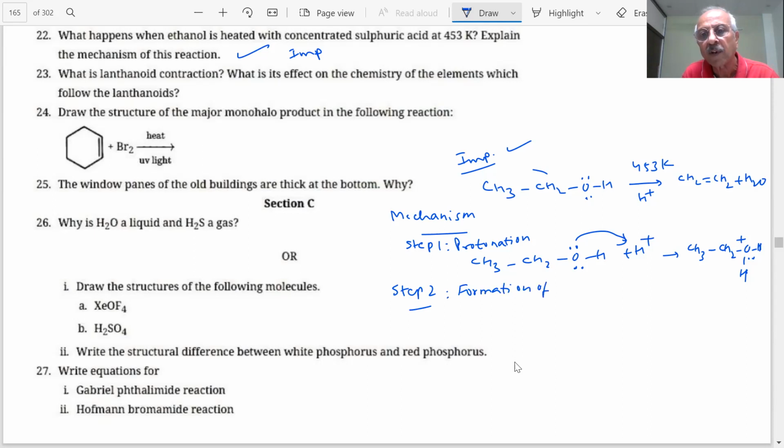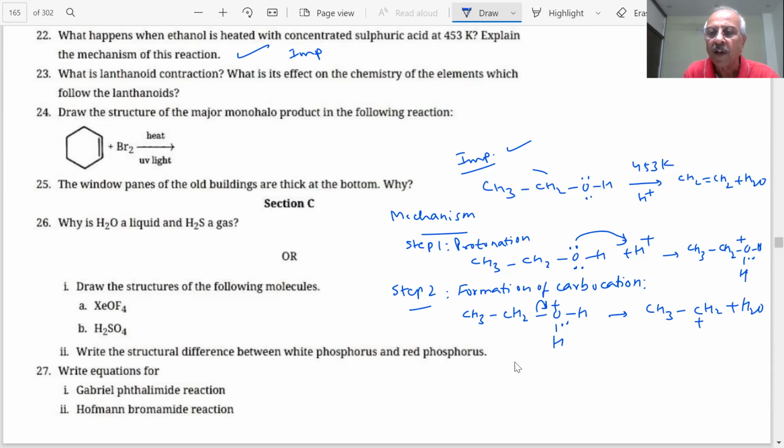Formation of carbocation, student. That is the rate determining step. That is the slowest step here. What will happen, student? CH3CH2OH2 plus. So what will happen? Water is a good leaving group. Oxygen will take these electrons from this bond, and the result will be CH3CH2 plus carbocation and water.